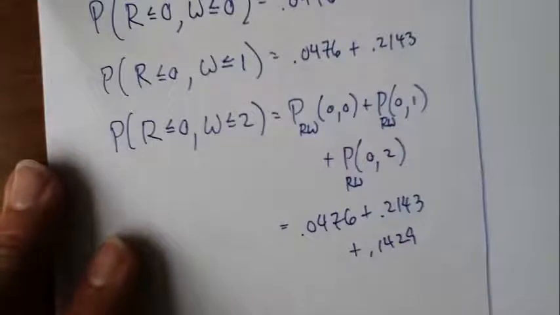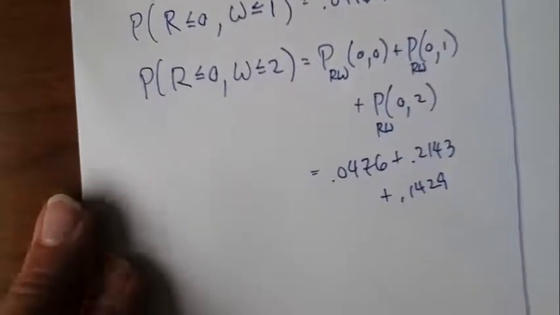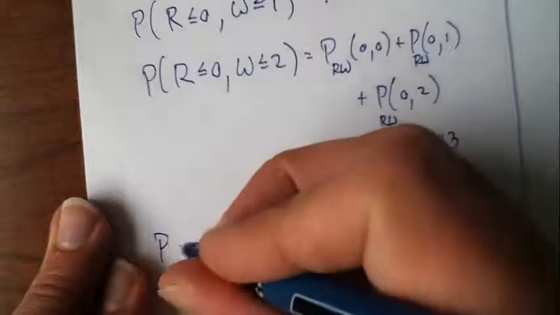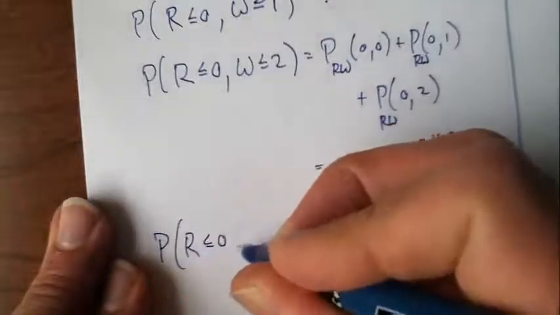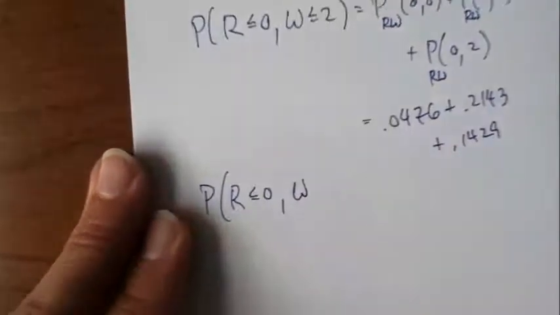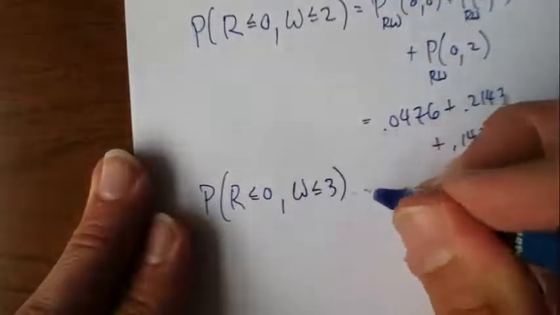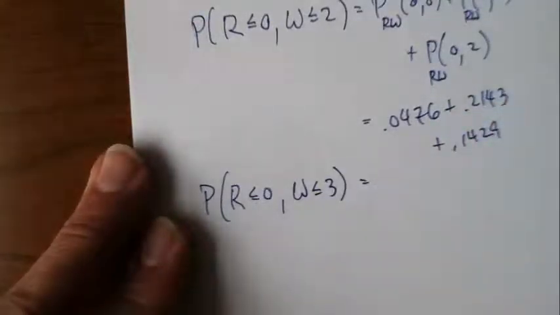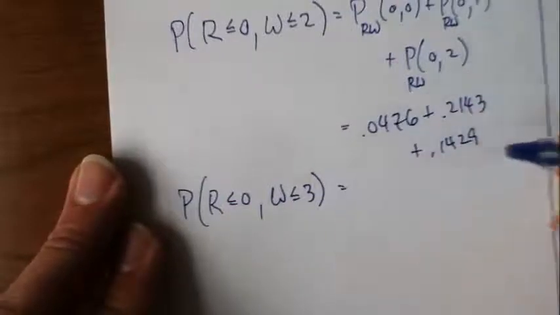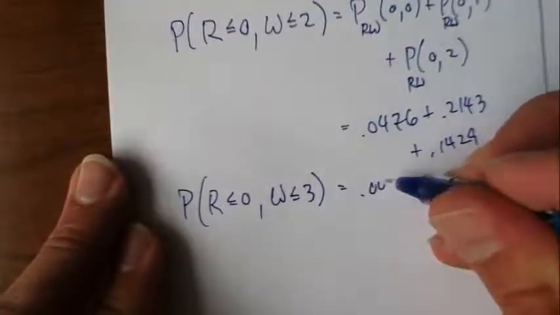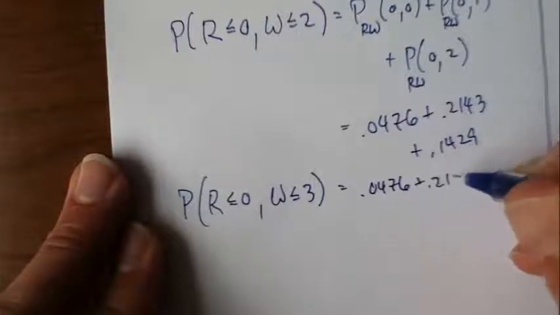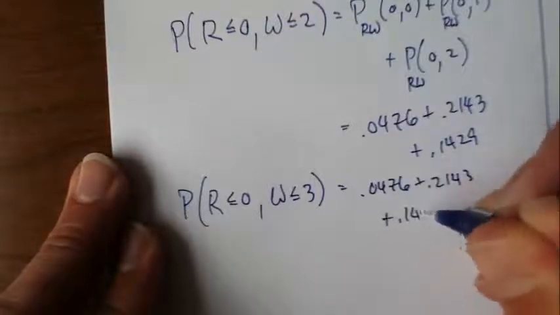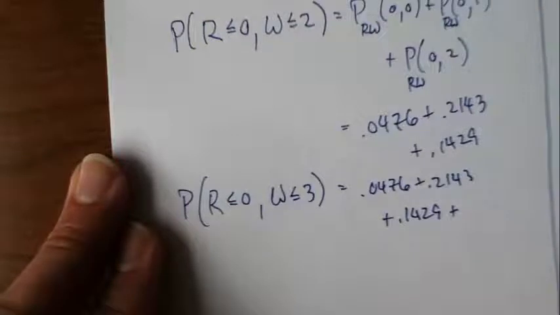Okay. And you could write down the probability that R is less or equal to 0 and W is less or equal to 3. Right? This is going to be all the same stuff. It's 0.0476 plus 0.2143 plus 0.1429 plus 0.0119. Okay? Etc., etc.